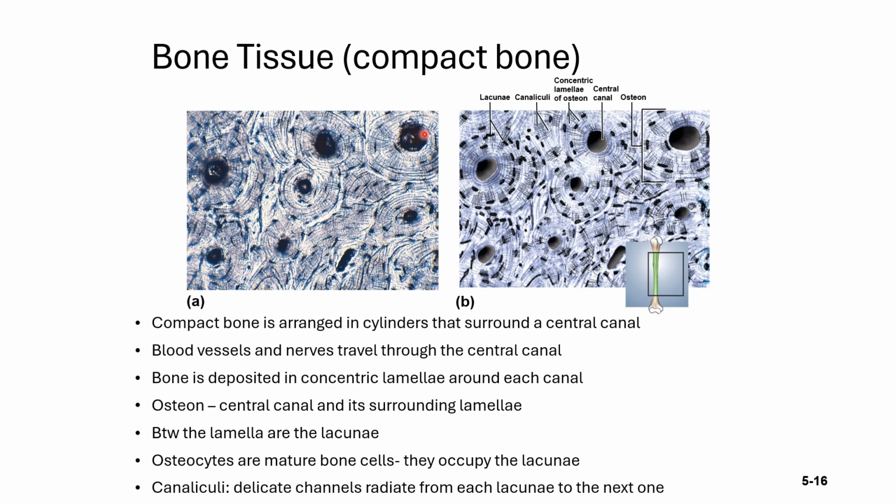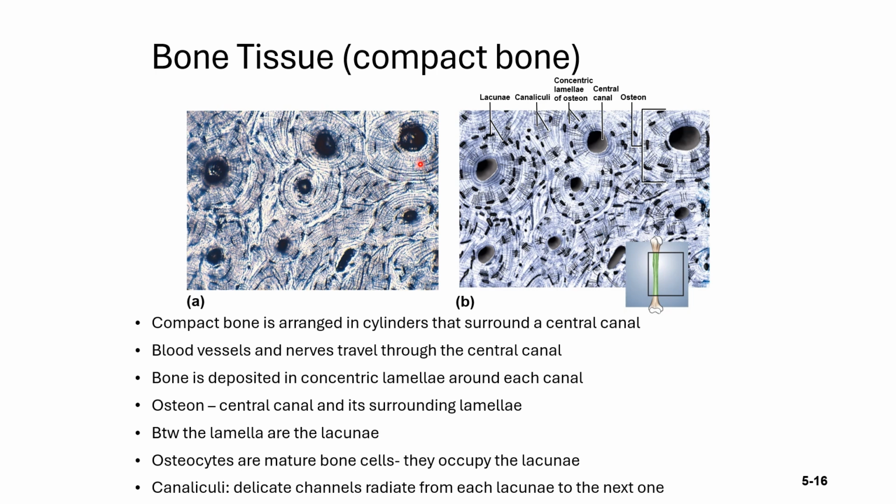So bone is deposited around the central canal in concentric circles, and this is called an osteon. So the osteon is the functional unit of bone. It consists of the central canal and the surrounding layers of bone, which are called the lamellae.